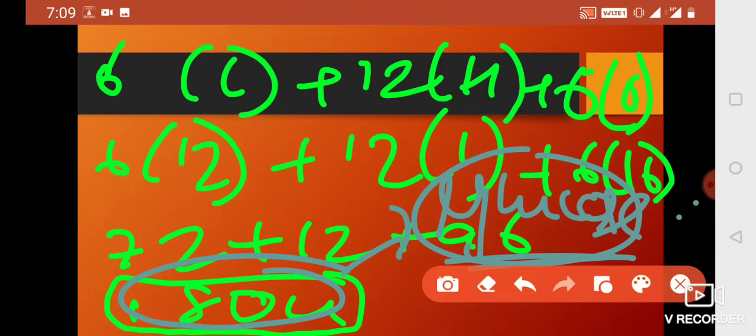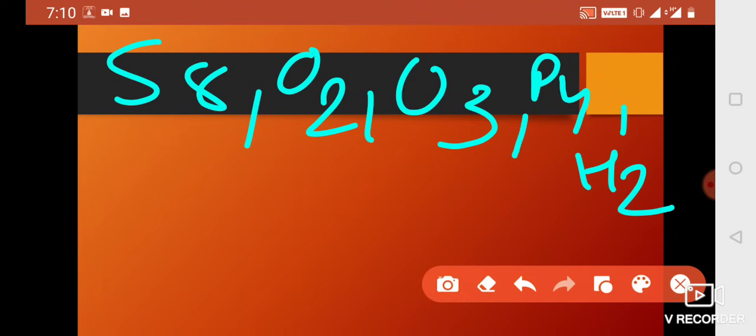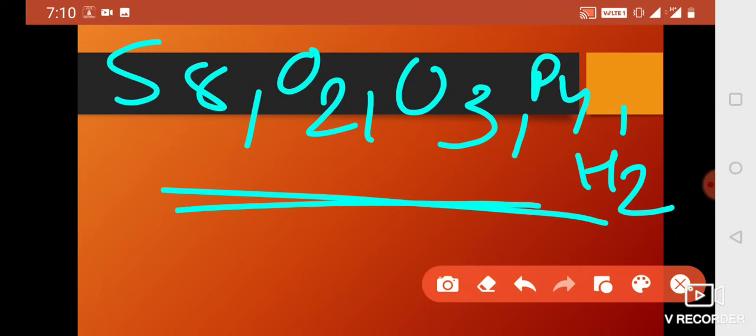Okay, now let us take sulfur. So sulfur formula is S8. Don't be confused. Like oxygen O2, ozone O3, and phosphorus P4, helium He. Okay, so don't be confused in these formulas.